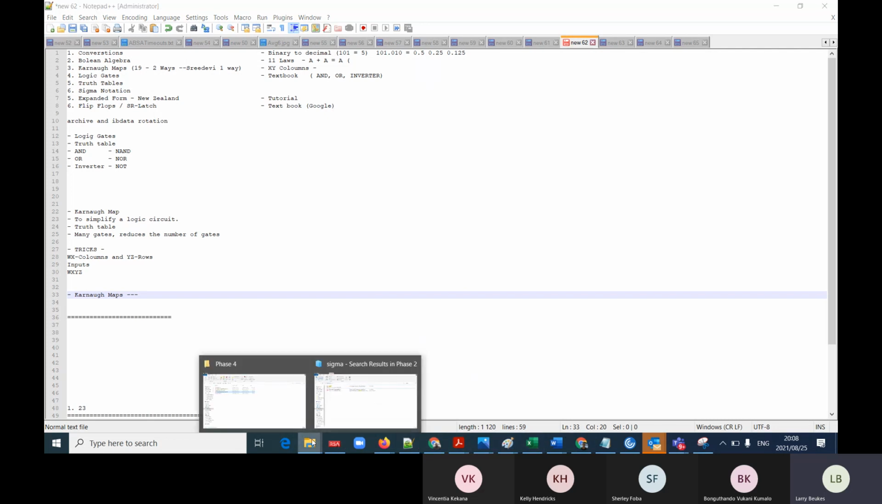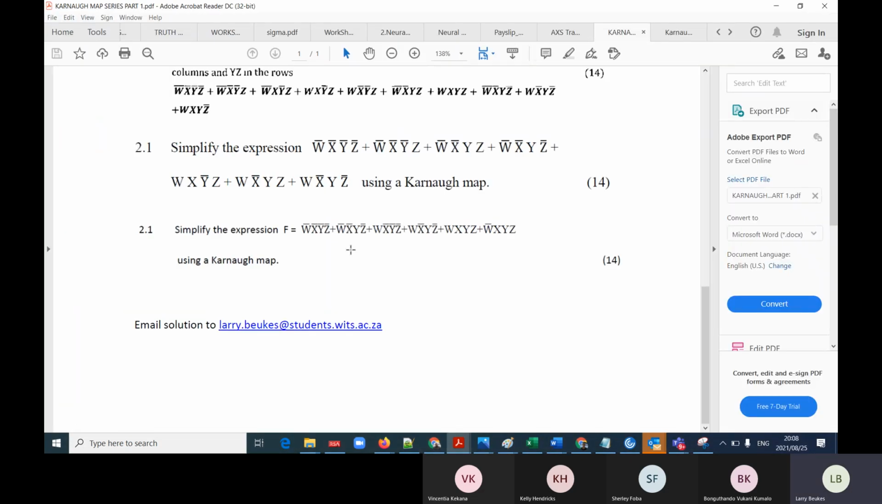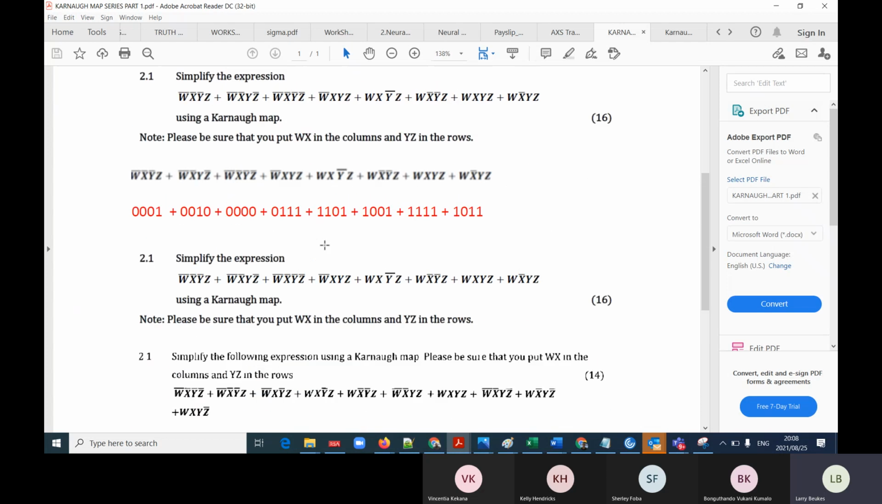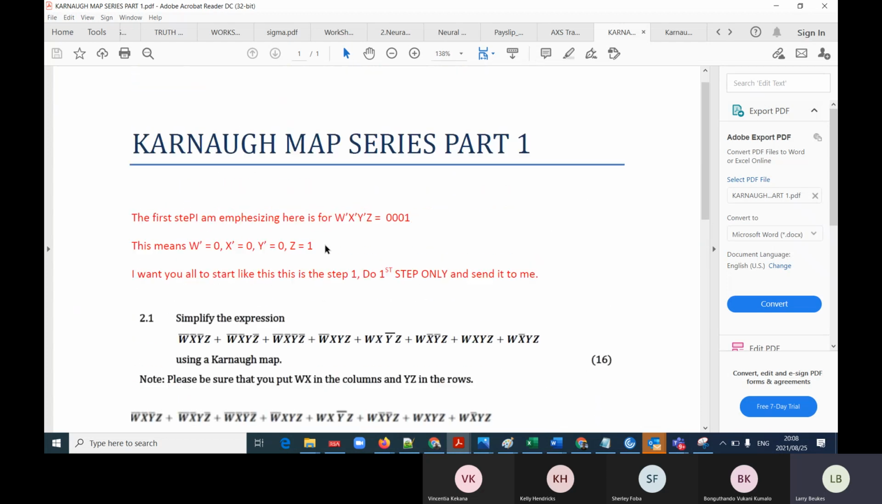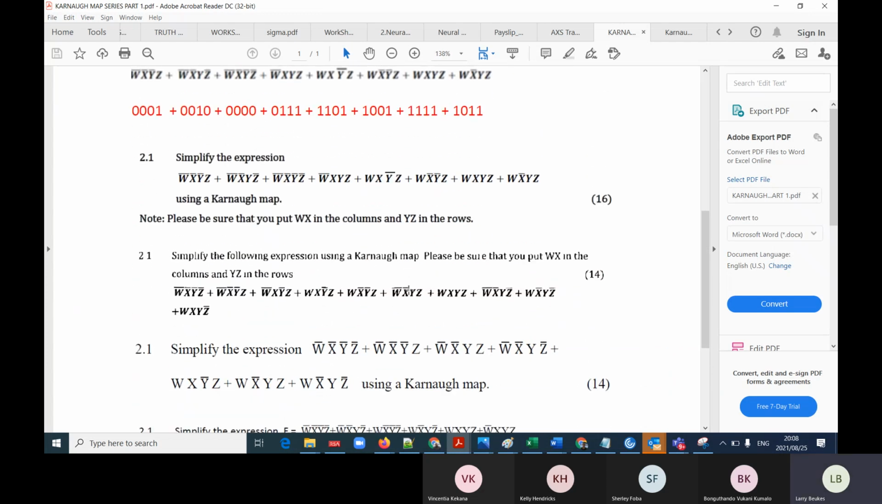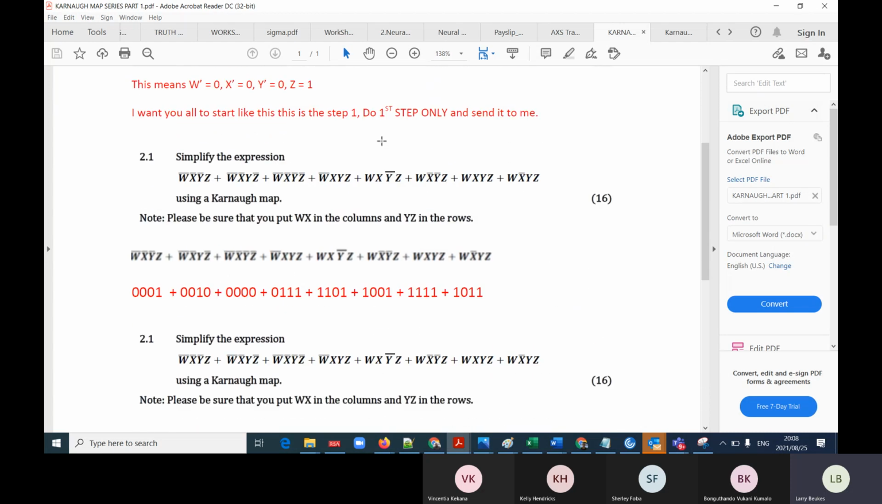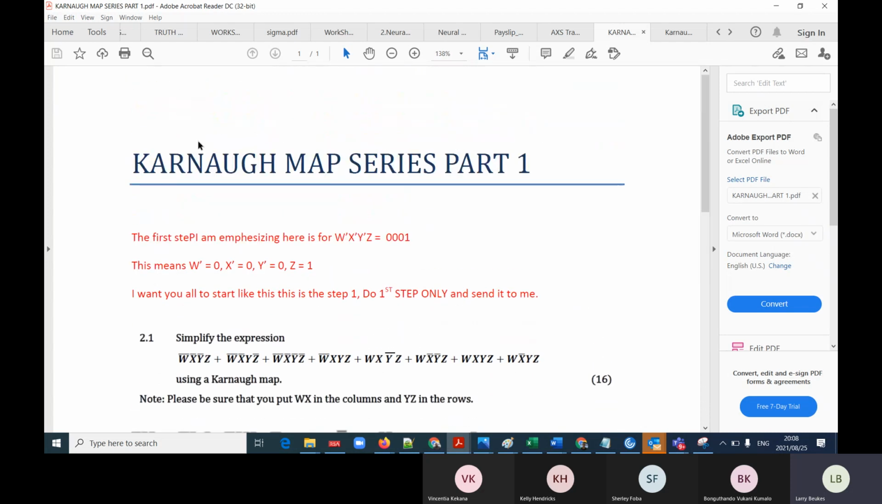Let's see, we have a Karnaugh map series here. There's part 1 and part 2. So I divided it into part 1 and part 2 because I know that your lecturer sometimes can make it a lot of marks, like 11 marks. So part 2 is a bit different from this one, but they basically ask the same questions. So, okay, this is part 1.